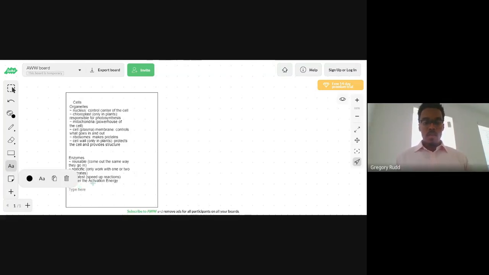I might have a section as well on biological compounds. Carbs, made up of glucose, lipids, made up of glycerol, fatty acid, proteins.